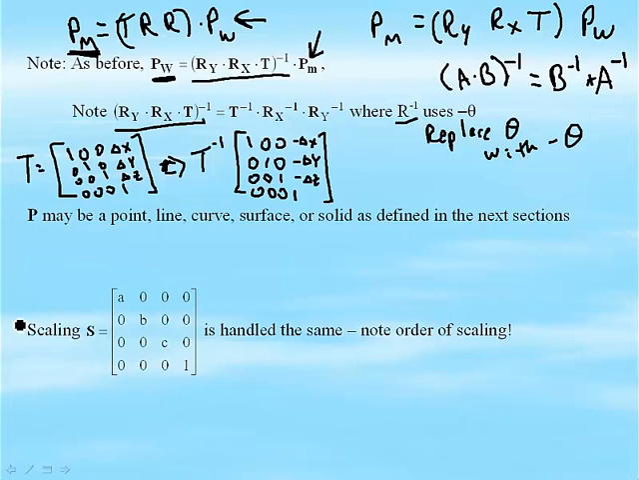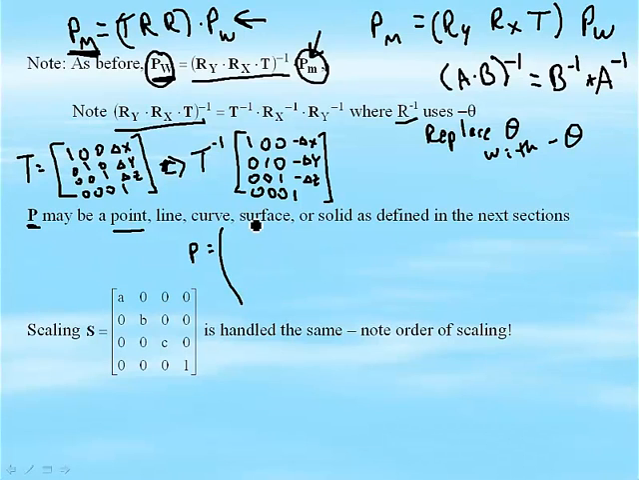We should keep in mind that every time we said P, like up here where we have the point P in the MCS, or P the point in the WCS, we've defined it mostly as a point, a point vector. But it doesn't have to be. Really, it's any entity. It could be a line, a curve, a surface, a solid.